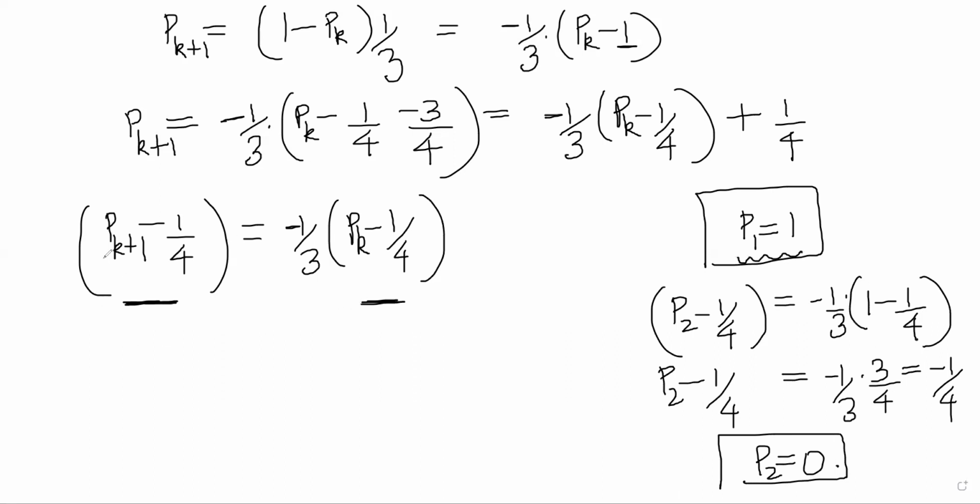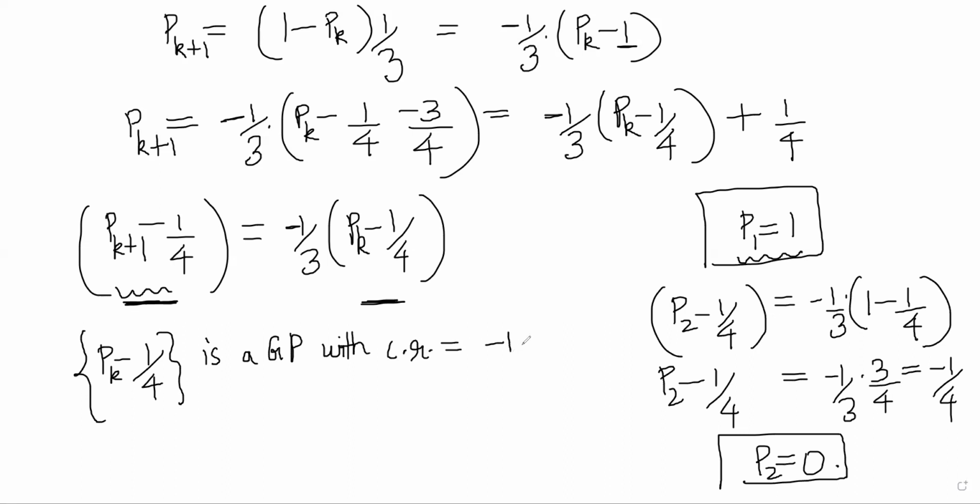Now think about this. This equation implies that we have a sequence Pk minus 1/4, and this sequence is a GP with common ratio minus 1/3. Common ratio is minus 1/3, right? This is a standard GP. This is a quantity, and this is the next quantity in the sequence, and this is the previous quantity, and you get the next quantity by multiplying the previous quantity with minus 1/3, right? So that is a GP.